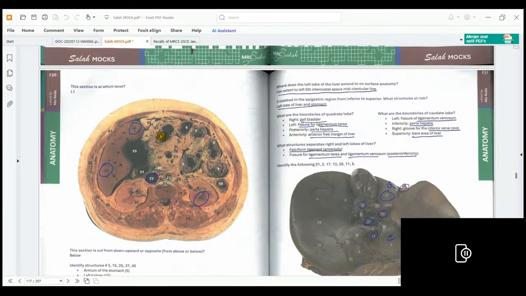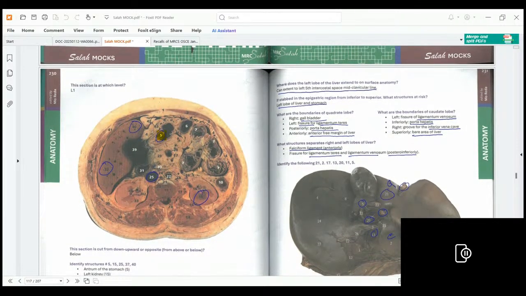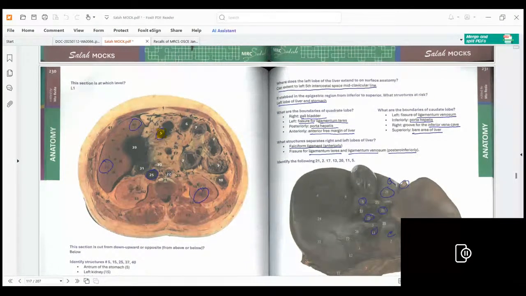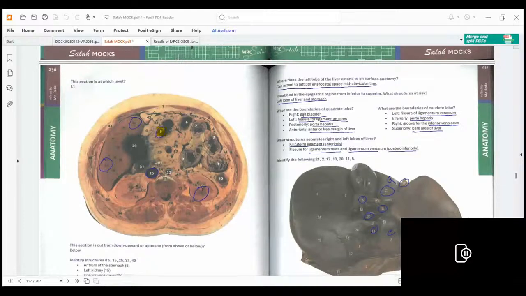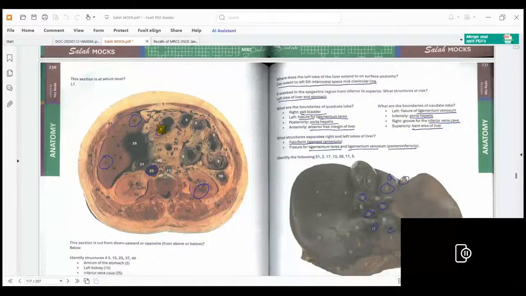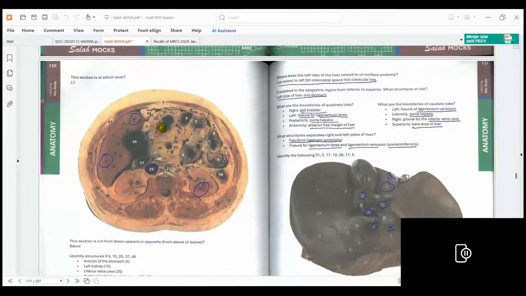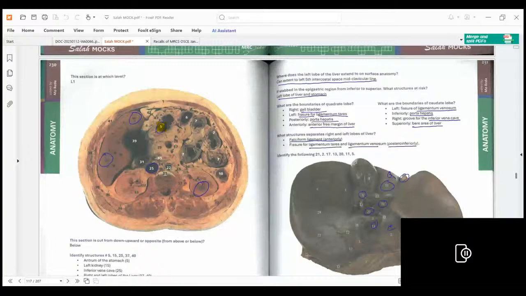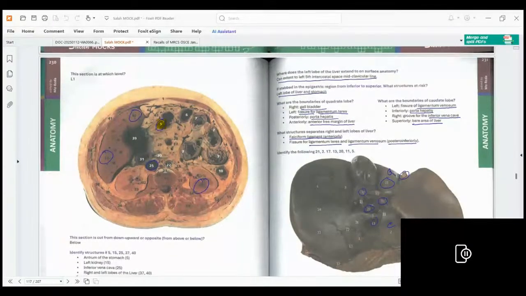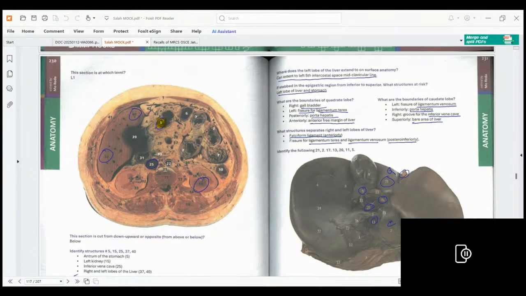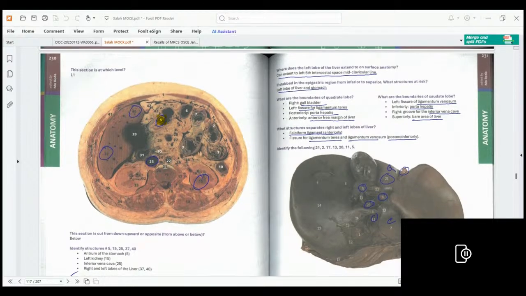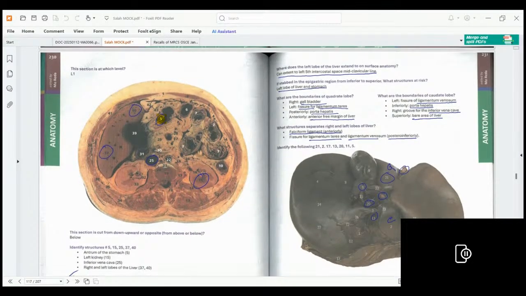Then, what are the boundaries of the quadrate lobe? Quadrate lobe: in the left, fissure for ligamentum teres. L for L, A for A, P for P. In the right, gallbladder. Anteriorly, anterior free margin of the liver, and posteriorly porta hepatis.